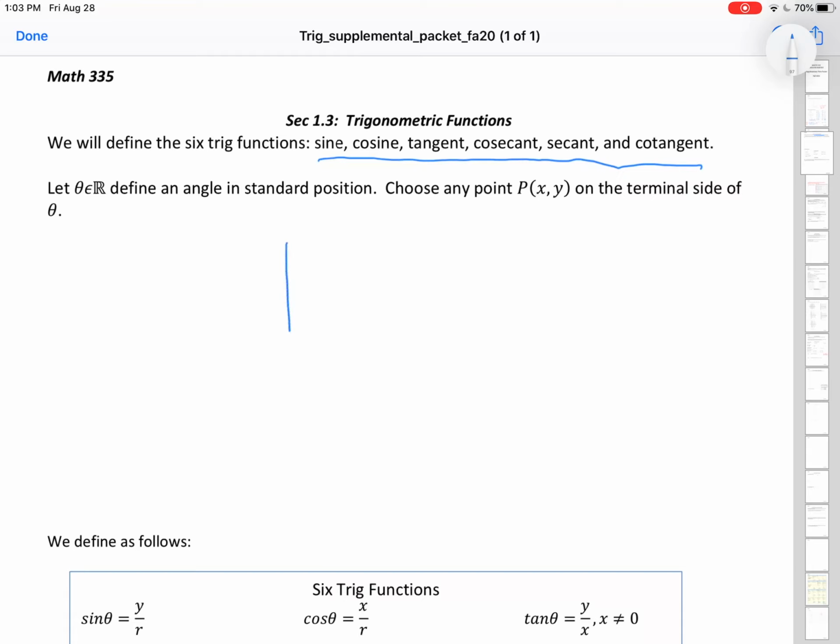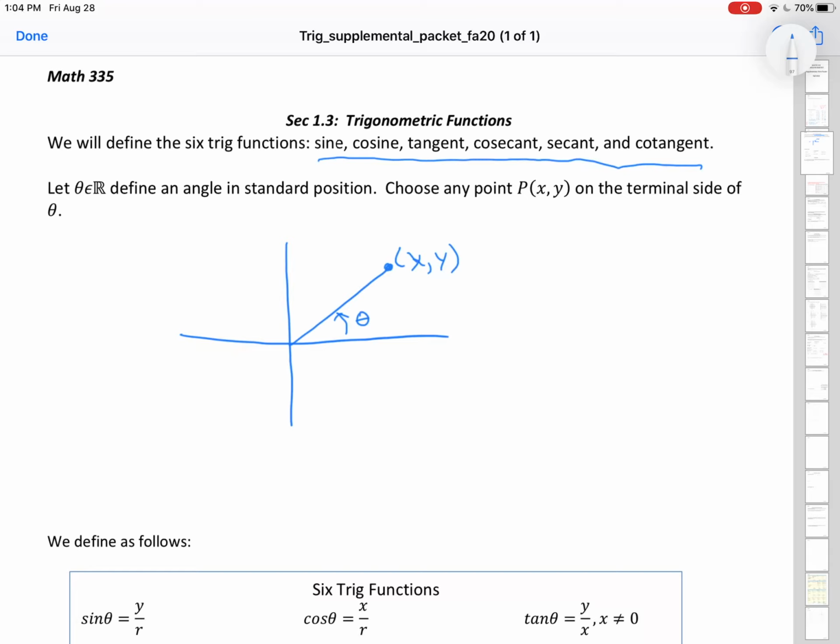I'm going to put a coordinate axis in here, and I'm just going to choose an arbitrary point, right here on this line, called x comma y. It says let theta, an element of the real numbers, define an angle in standard position. If it's an element of the real numbers, it says in radians, but I guess that doesn't matter for us really. But there's theta. So theta is that angle right there. Choose any point x, y on the terminal side.